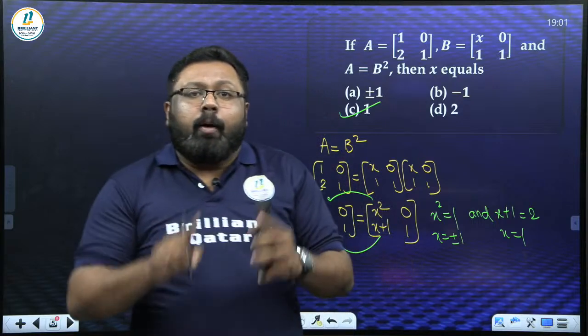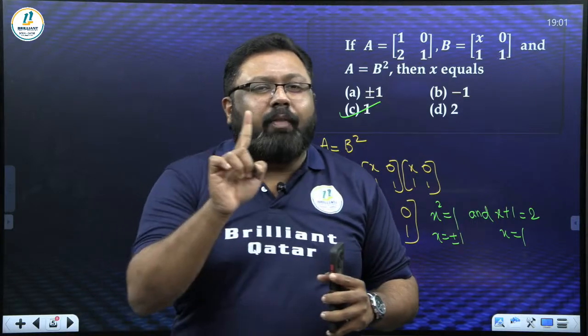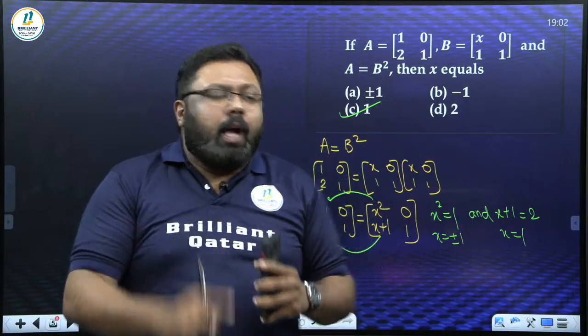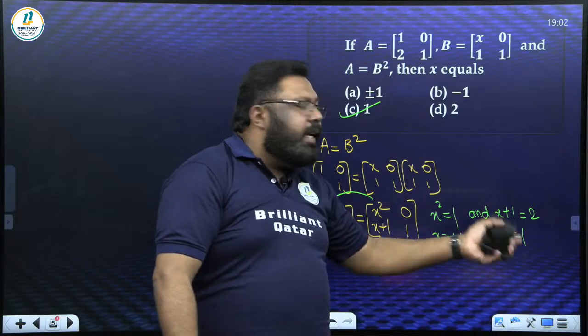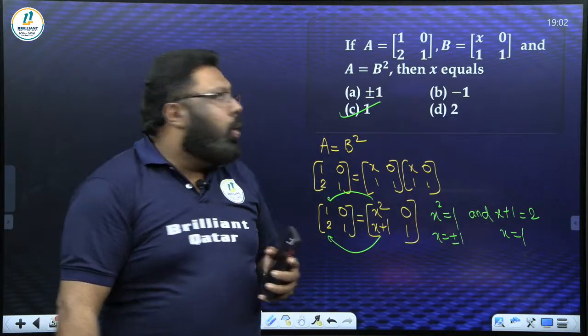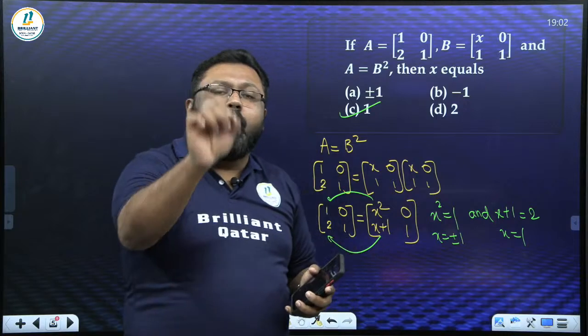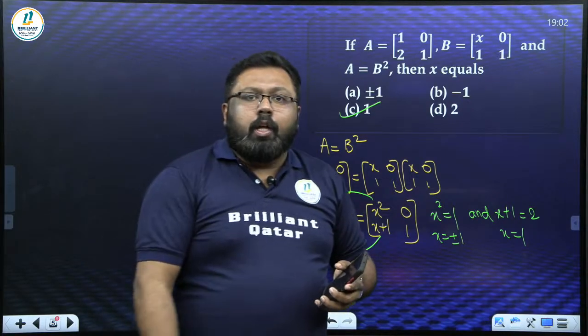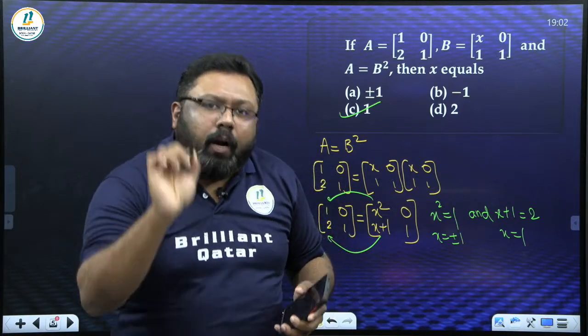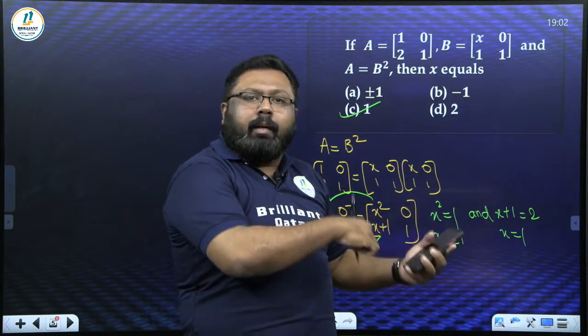Now what if both the cases do not have a unique value? Like for example, I got the first case as 2, the second case as 3. Then what will your answer be? You will have an option which says no real values. Do not tick one of the options saying, oh, it is satisfying one case.